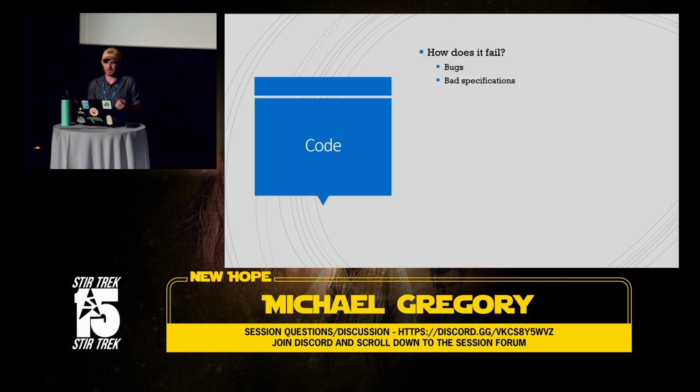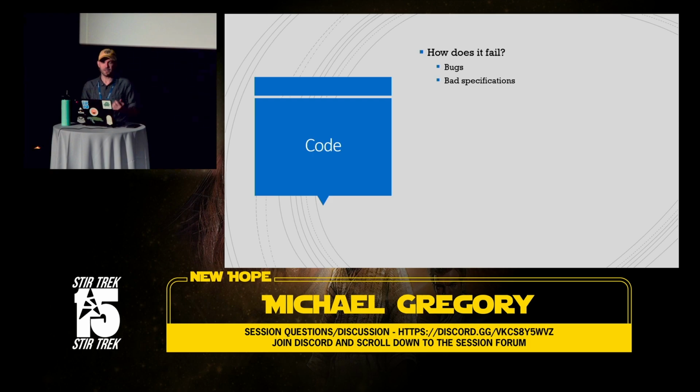Bugs. Your code doesn't do what you as the developer intended it to, or could be what the user expects it to. No one ever gets bug reports for things that are features, right? We also could have bad specifications, and this is the case where the code does what you were told to make it do, but not what the stakeholder really intended.